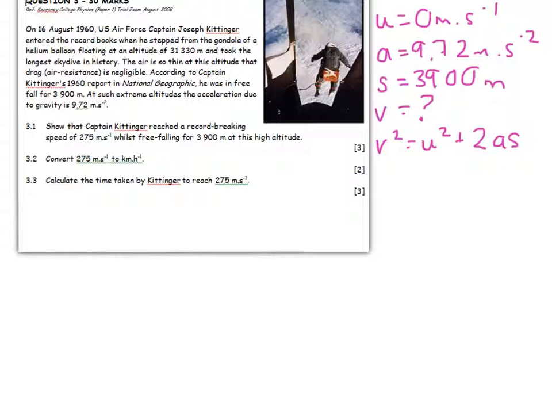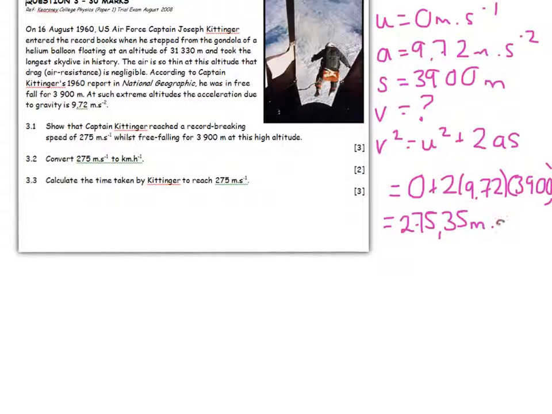If I substitute in my values, I get 0 plus 2 times 9,72 times 3,900. And I then land up with 275,35 meters per second, which is approximately equal to what they gave me, which was 275 meters per second. And I need to convert that value into kilometers per hour.